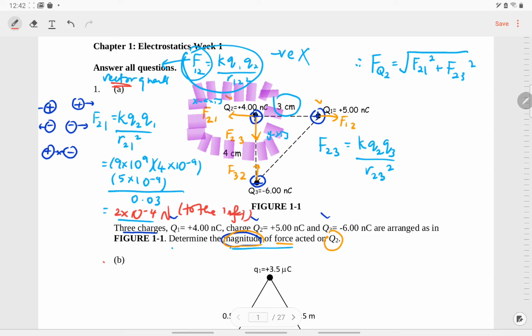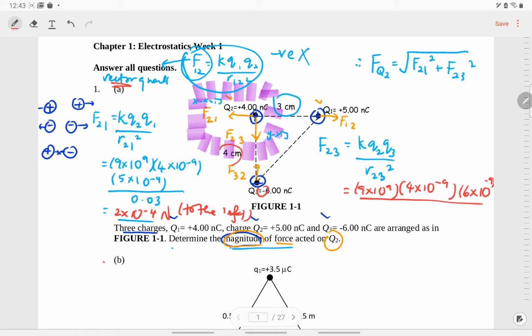Okay, boleh je tulis, and then kalau F23 pula kelas, macam biasa value of K. Substitute value of K, and then Q2. Q2 is 4 times exponent negative 9, and then Q3 is negative tau, tapi tak payah substitute sebab dia adalah vector quantity. Electrostatic force adalah vector quantity. Tak payah substitute negatif, jangan lupa.